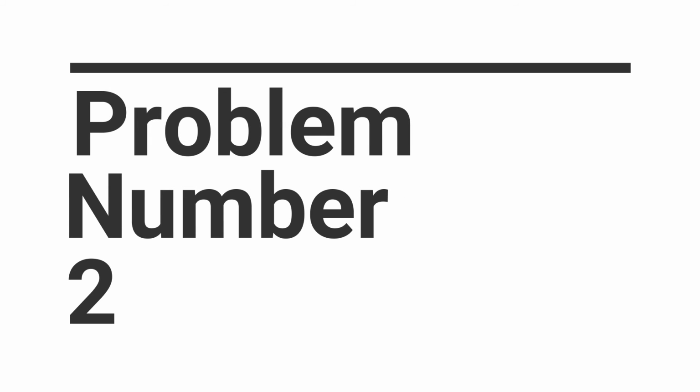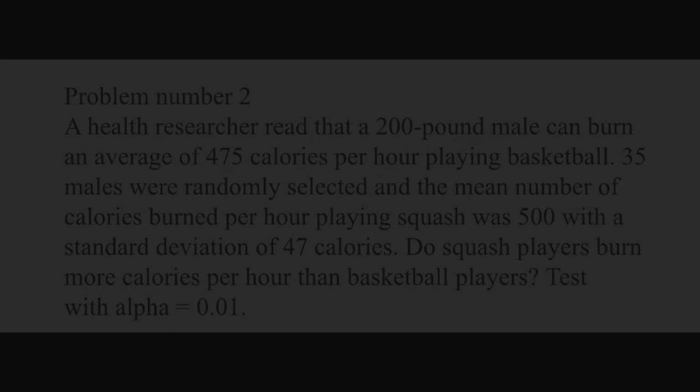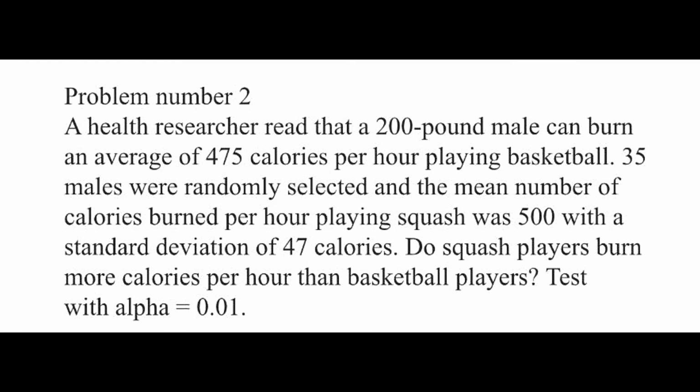One sample Z test 2. Problem 2. A health researcher read that a 200-pound male can burn an average of 475 calories per hour playing basketball. 35 males were randomly selected, and the mean number of calories burned per hour playing squash was 500 with a standard deviation of 47 calories. Do squash players burn more calories per hour than basketball players? Test with alpha equals 0.01.